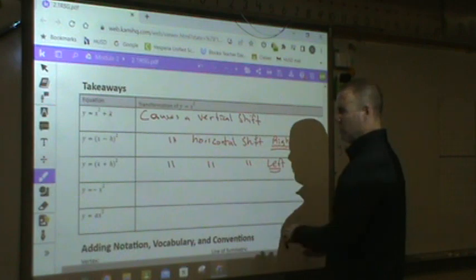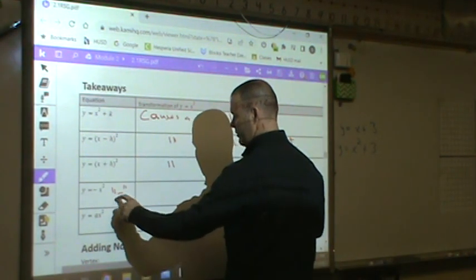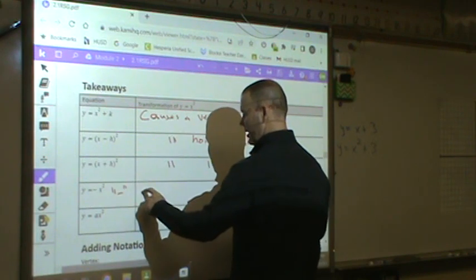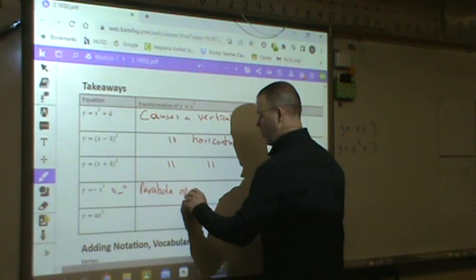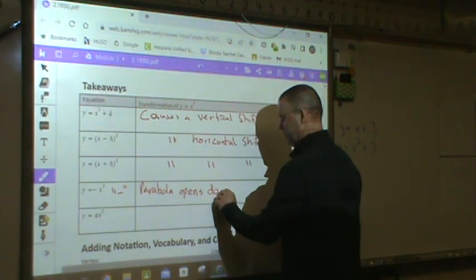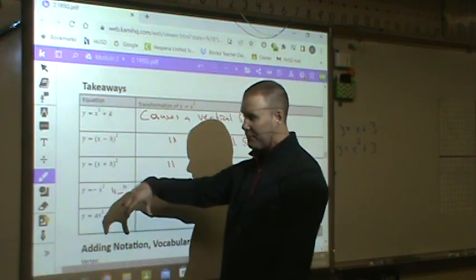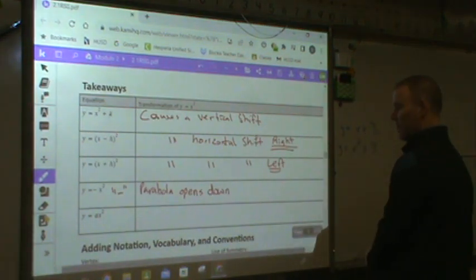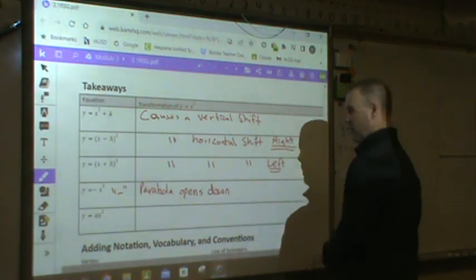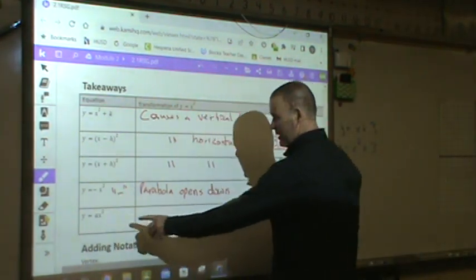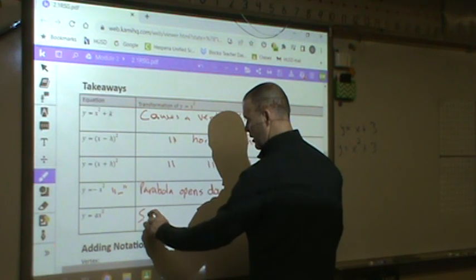Now when we get into the bottom two, this minus sign is indicating that my parabola opens down. The negative is going to cause that parabola to flip. That's what the negative value does. I'm convinced that's what they're insinuating with the negative, because down at the bottom, the a value is talking about a stretch.